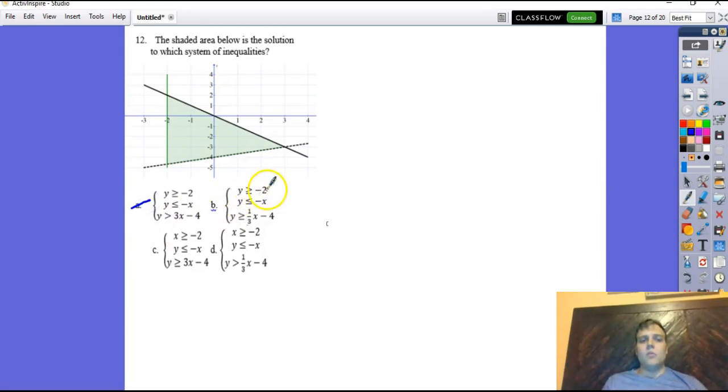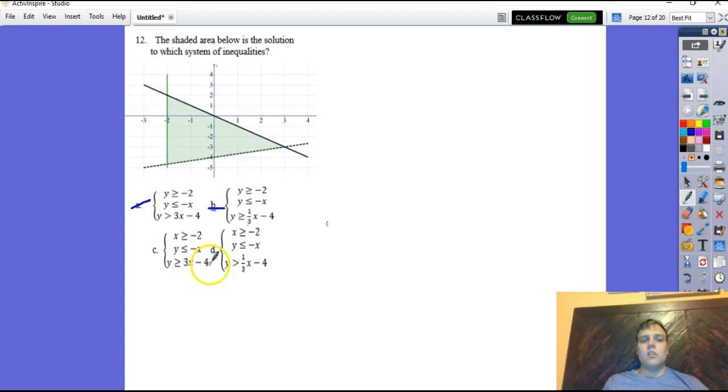What about answer choice B? Do we see any x greater than or equal to negative 2? No. So B is gone. C, x is greater than or equal to negative 2. And D, x is greater than or equal to negative 2. So we have 2 good choices. Now you see the next equation is the same on both C and D, so I'm not even going to worry about trying to do anything with that equation.